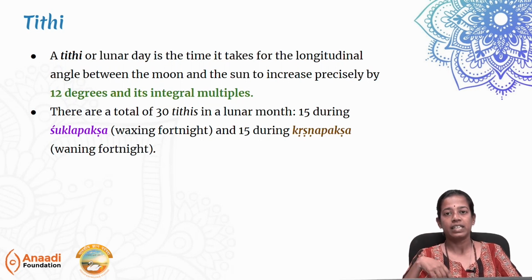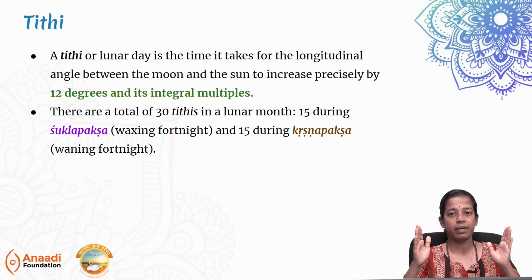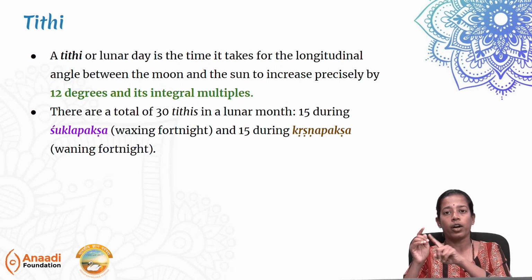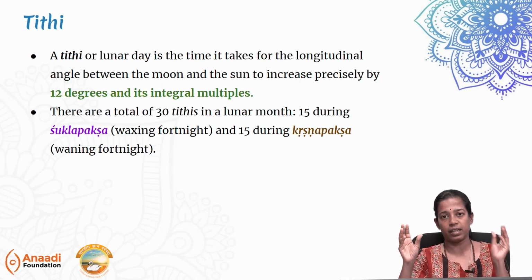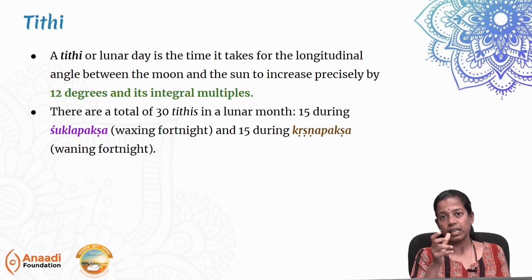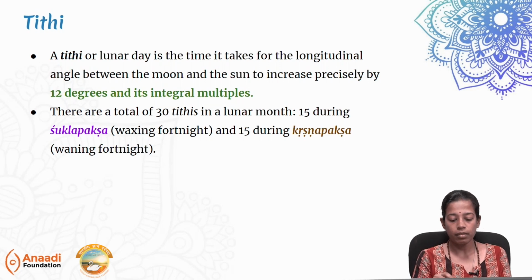What are we trying to say? Tithi is the time taken for the longitudinal angle between the sun and the moon to increase precisely by 12 degrees and its integral multiples. For example, multiples of 12 in the sense 12, 24, 36 and so on. So, the angular difference in the longitudes of the sun and the moon. What does this even mean? We will try to understand.